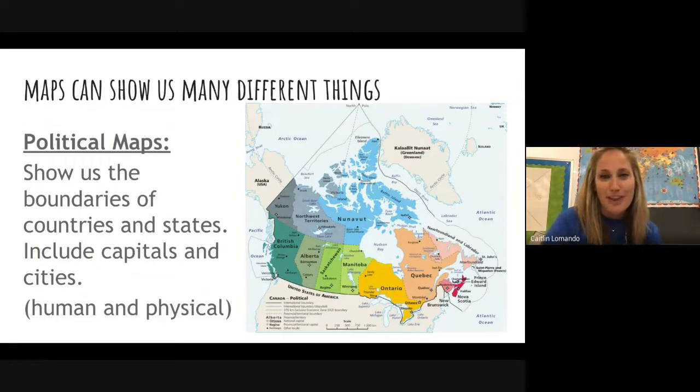So on this map of Canada, we see some provinces. They don't call them states, they call them provinces. And those would be human boundaries. But then we also see some physical things like the Arctic Ocean that are natural in nature.